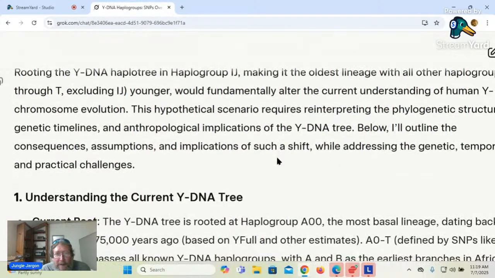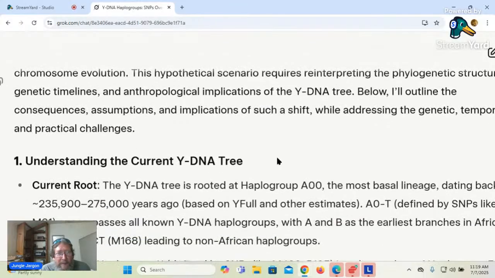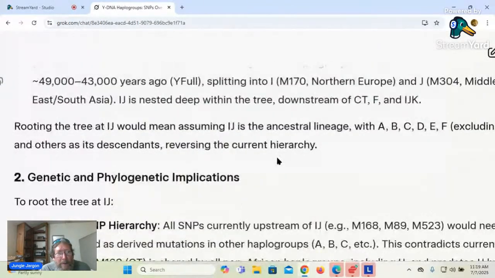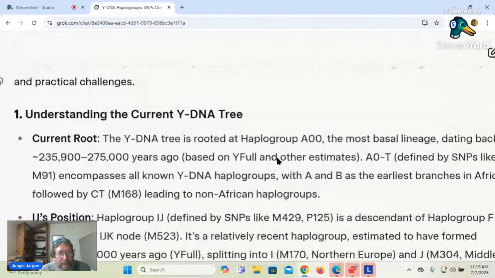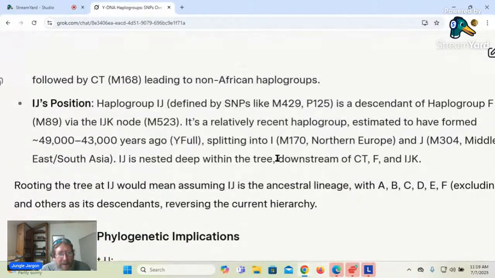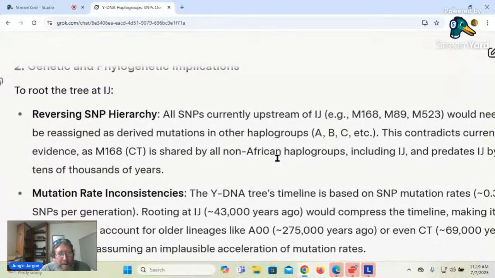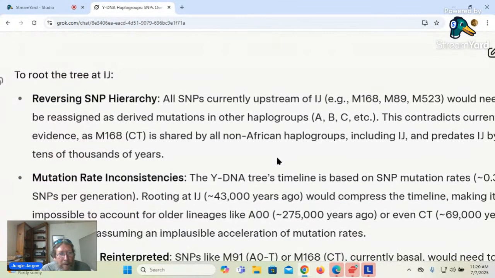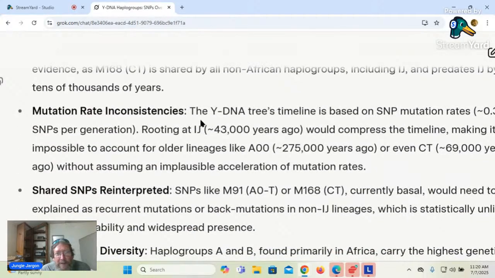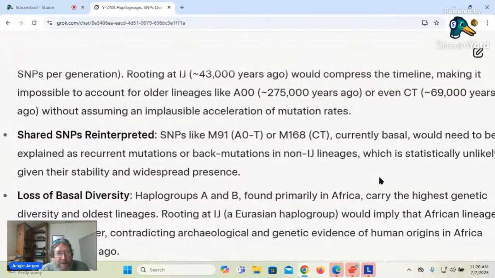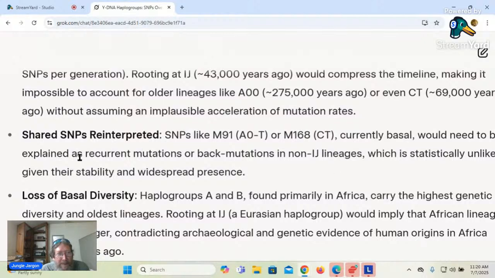Okay, and then I thought I asked another question too, but I didn't see it. That's what confused me. So anyways, we got current understanding, genetic phylogenetic implications. Now the mutation rates, the timeline based on SNP mutations per generation. He's assuming that the mutation rate is the same in all the lineages, which it's not. So that's a false assumption. Obviously, shared. Okay.